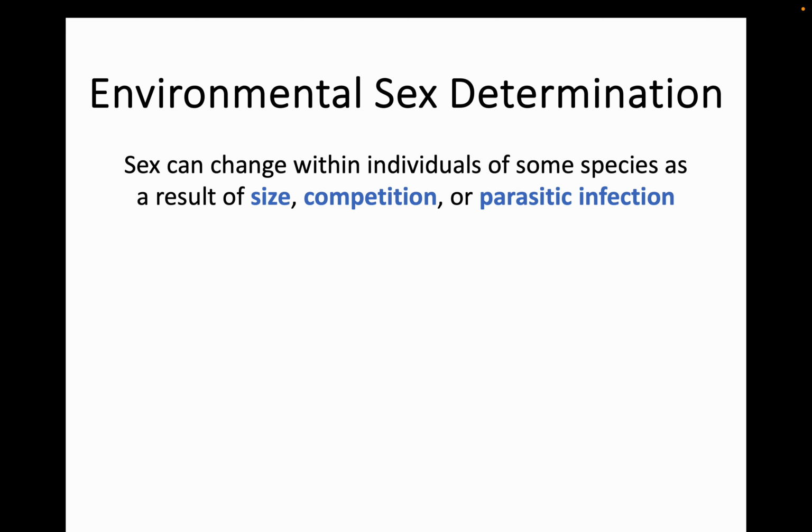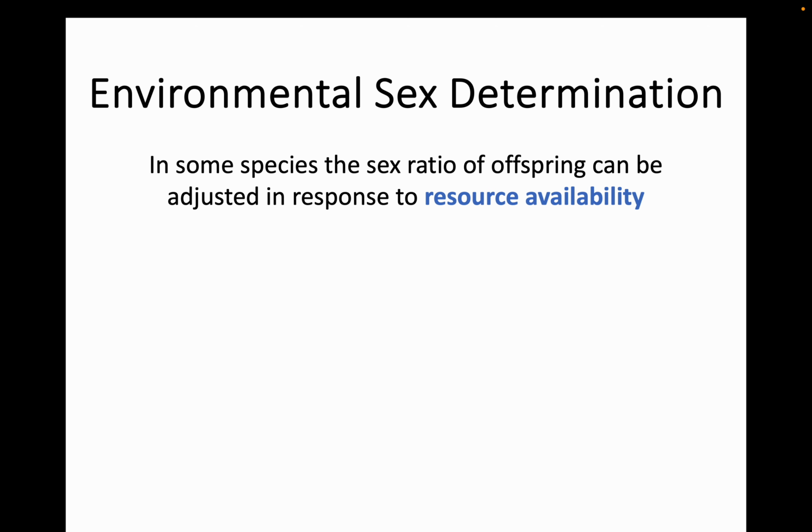The other elements, and again, like I said, look into some case studies in these as well, can be that some organisms will have their sex determined as a result of competition or size or parasitic infection as well. These essentially are having an impact on the sex ratio of offspring that are being born. And in some cases, this can also be down to resource availability.